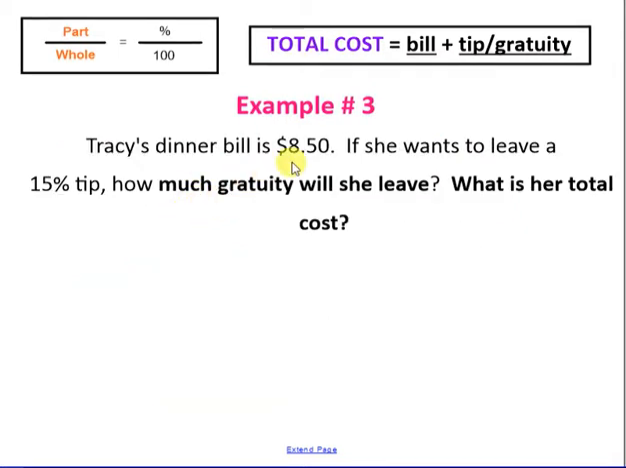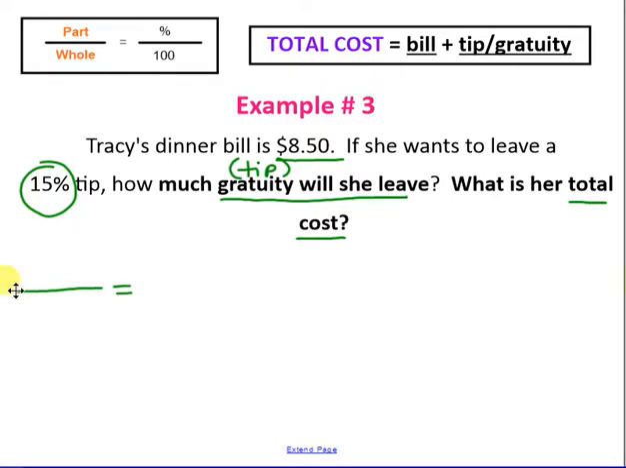Next question. Tracy's dinner bill is $8.50. If she wants to leave a 15% tip, how much gratuity will she leave? And what is her total cost? So there's two questions here, and I'm going to have to answer both of them. First, how much is the gratuity, which is another word for tip? And second, what's the total cost? So I'm going to make a blank proportion. My percentage is 15 over 100. Right now, the bill is $8.50, and I'm trying to figure out the part, which is going to be the tip.